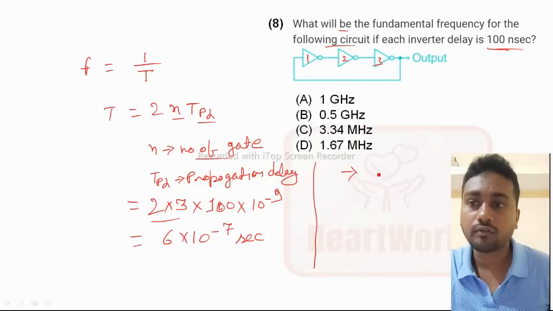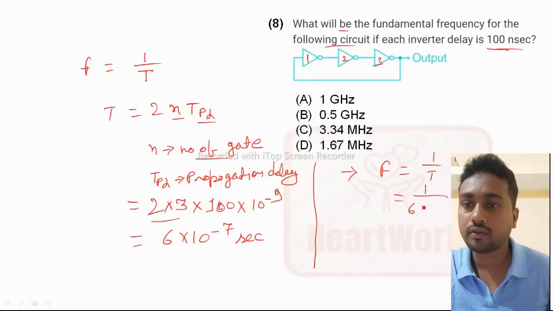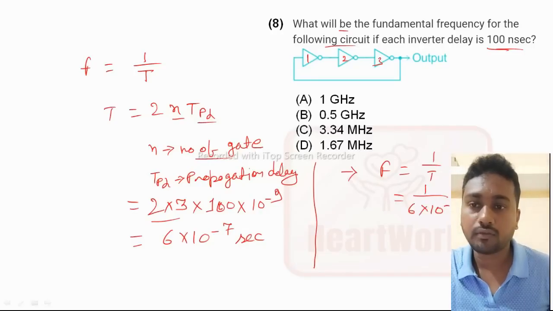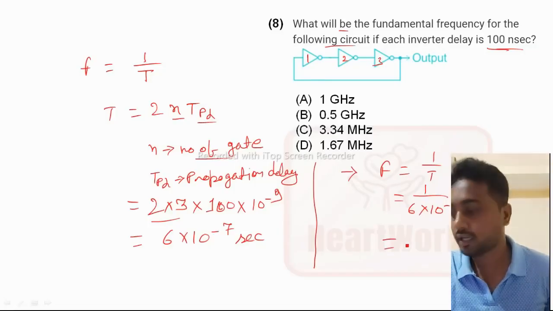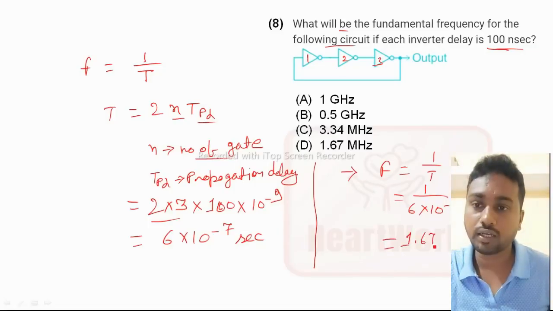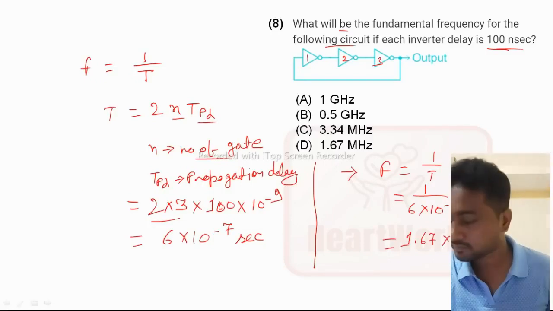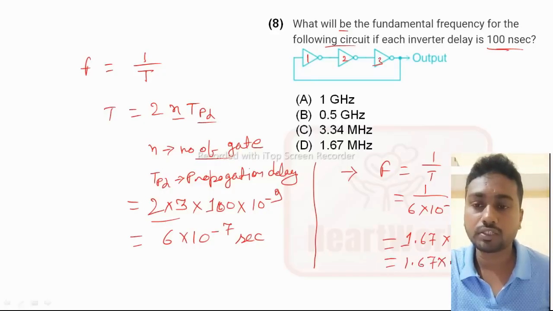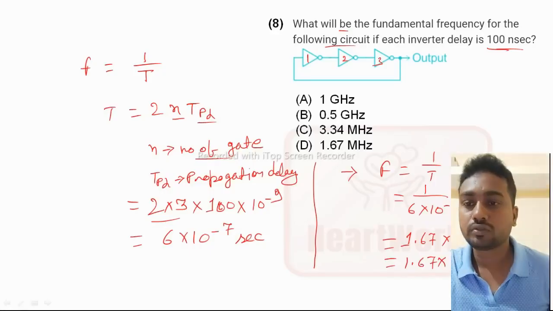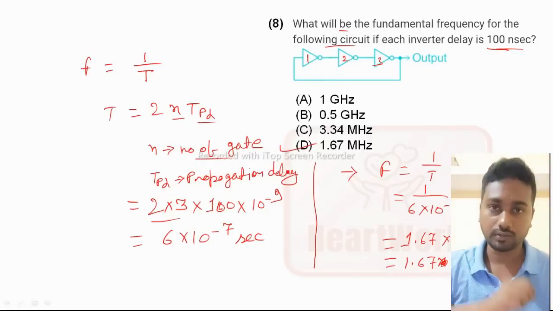Now we have to calculate the frequency. Frequency equals 1 by T. So 1 by 6 into 10 to the power minus 7 seconds, which we can write as 1.67 into 10 to the power 6 hertz. 10 to the power 6 means megahertz, so 1.67 megahertz is the answer. Option D is the right answer.